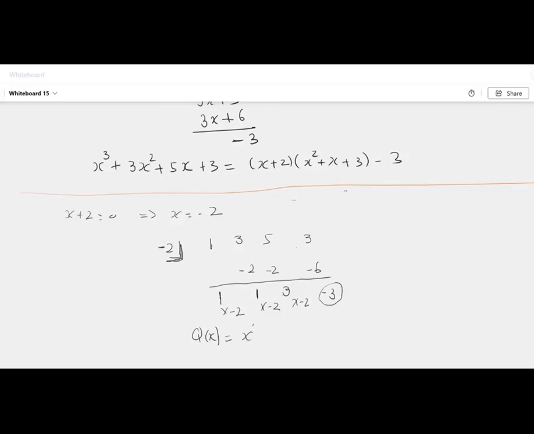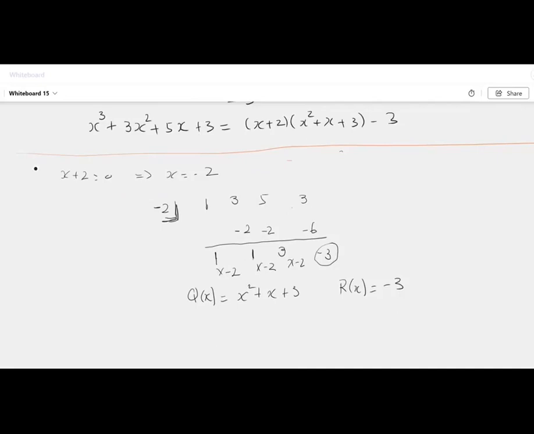Q of x is then x squared plus x plus 3, and the remainder r of x is equal to minus 3, and therefore p of x, which is x cubed plus 3x squared plus 5x plus 3, is as before x plus 2, that's d of x, times the quotient x squared plus x plus 3, plus the remainder, which is minus 3, which you can see quite simply is the same as the result obtained using the procedure above.